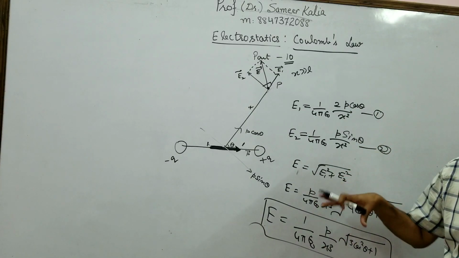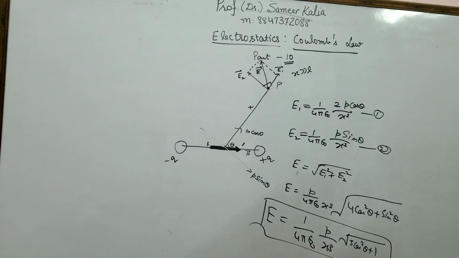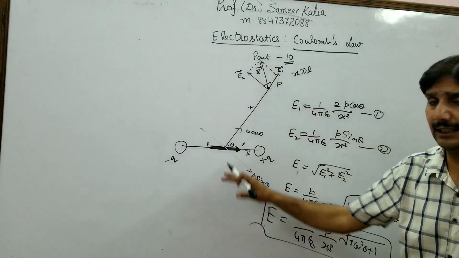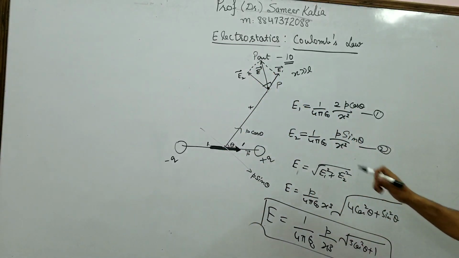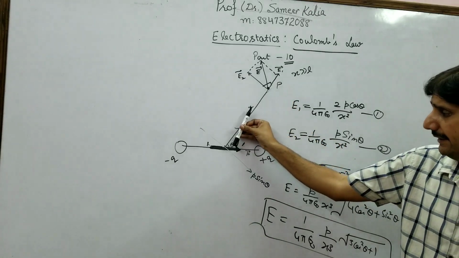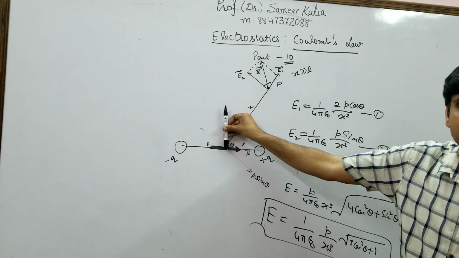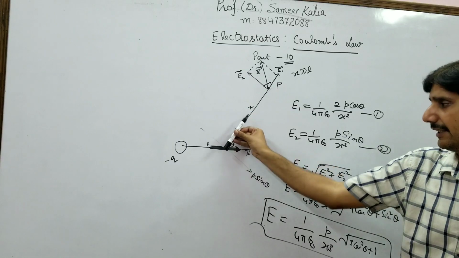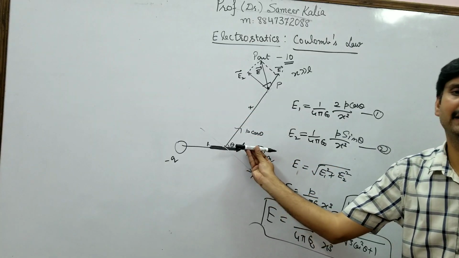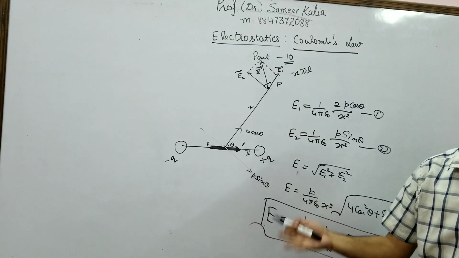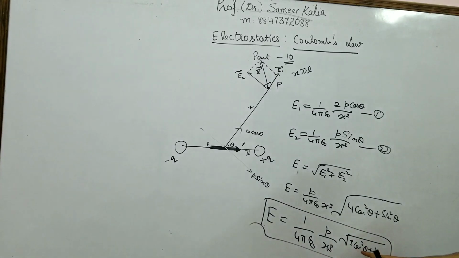How can you change this expression to the special cases of equatorial line and axial line? If this point lies on the equatorial line, just make theta equal to 90 degrees. And if it lies on the axial line, just make theta equal to 0 degrees. You will derive the same expressions again. If theta is 90, this term will vanish and it will become p by x cube. And if theta is 0, it will become 2p by x cube.